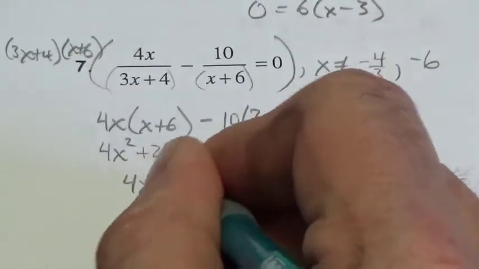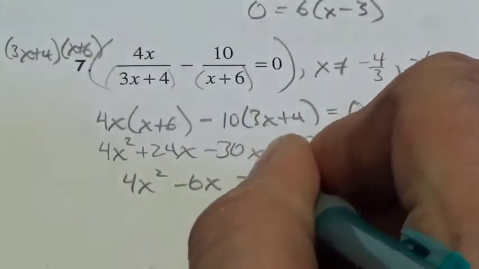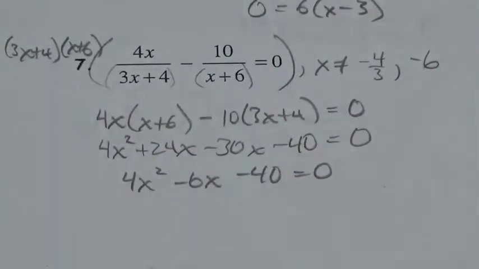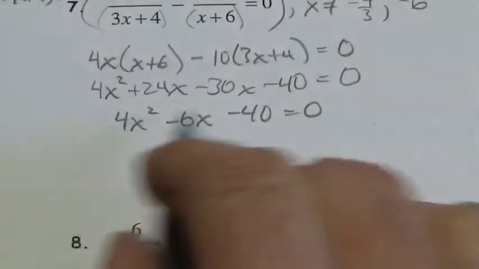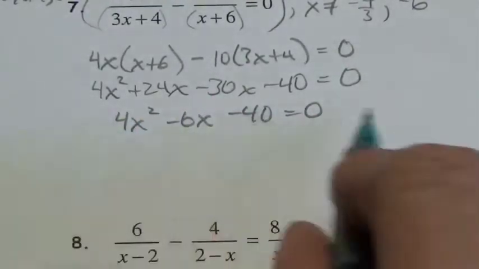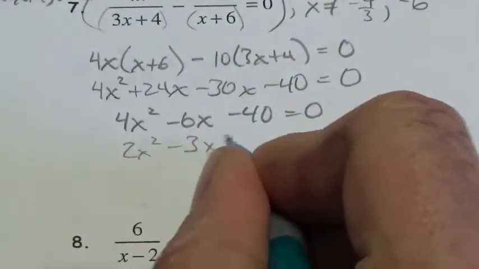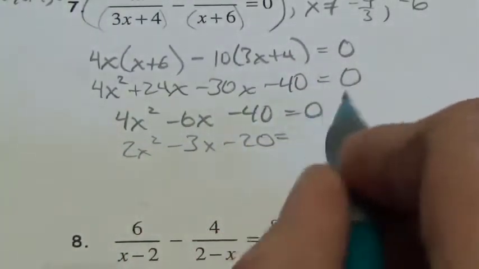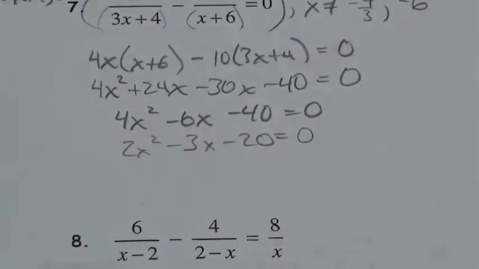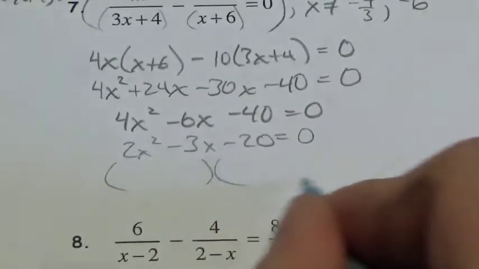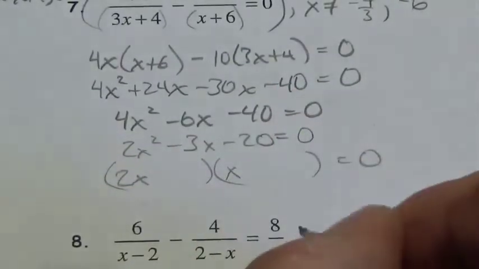So we've got 4x squared. What do we got here? 24 minus 30 is going to be negative 6x minus 40. Okay, I am exceptionally lazy, so I'm going to try to simplify this as much as I can. And the best that I can do right now is just divide everything through by 2. I can do this because it's an equation, as long as I do it to every term. Now bear in mind, on the right-hand side, 0 divided by 2 is still going to be 0. Now let's try factoring that. So 2 is going to get broken up into 2x and x.